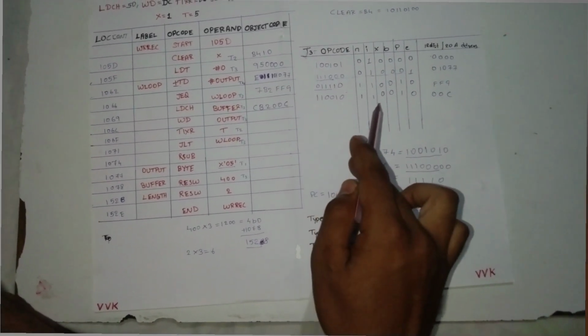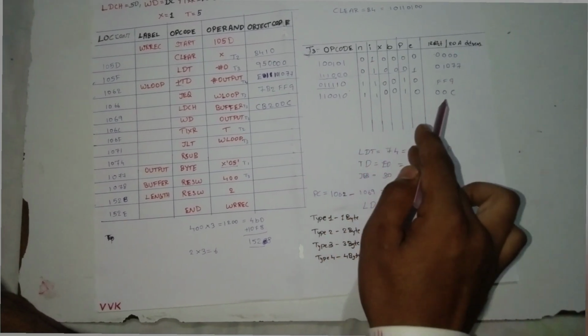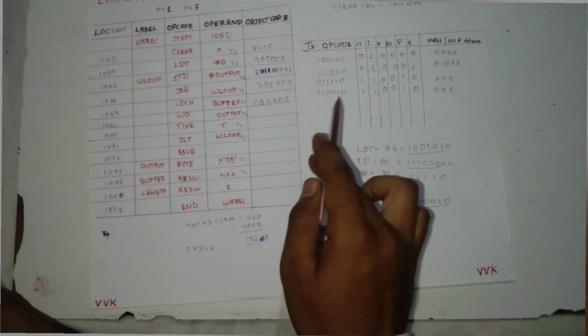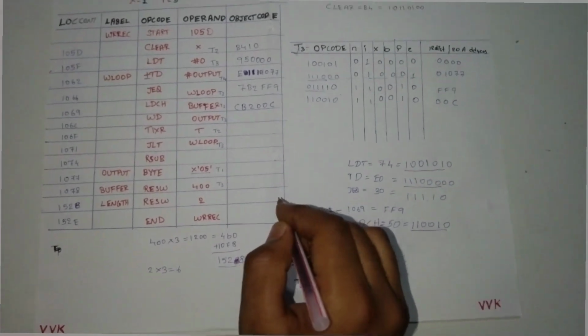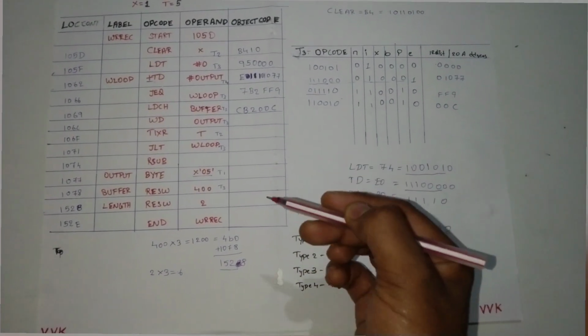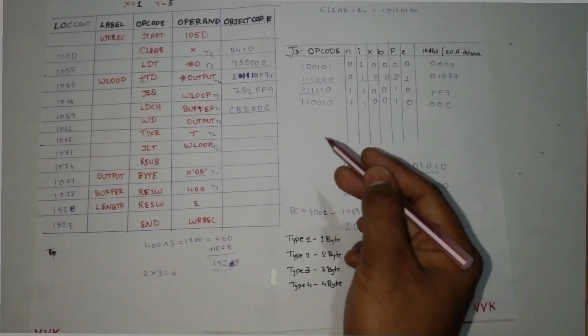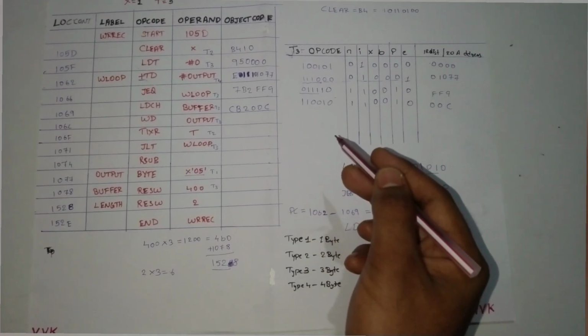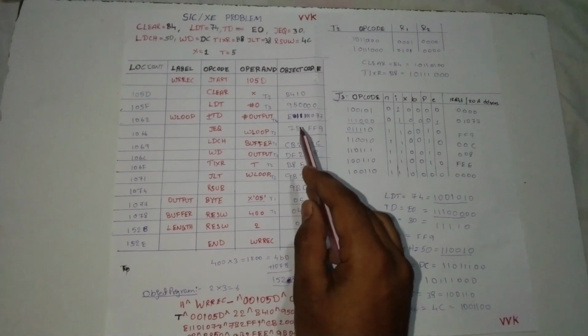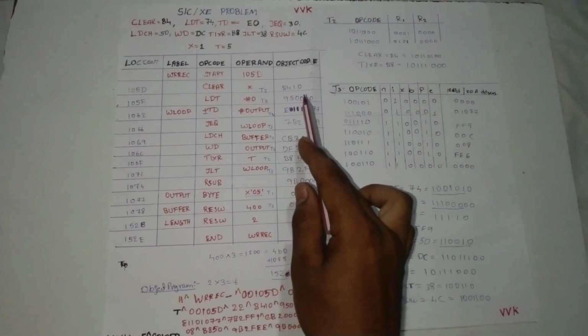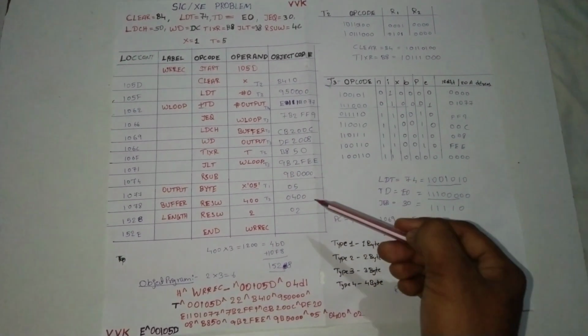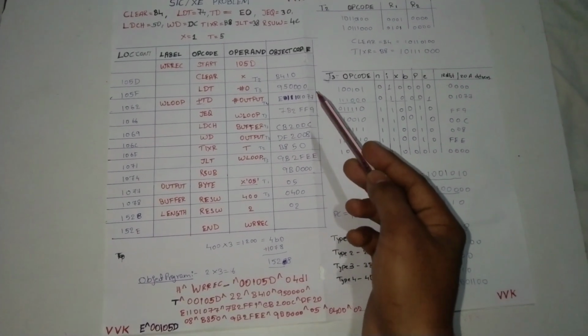So the object code is CB2 and 00C, that is what we have written. And the rest of the things are also the same. So using this we have to find the object code for the rest of the things also. That is how the procedure works to write the object code, and the rest I have written already. So this is the object code for the rest of the things.